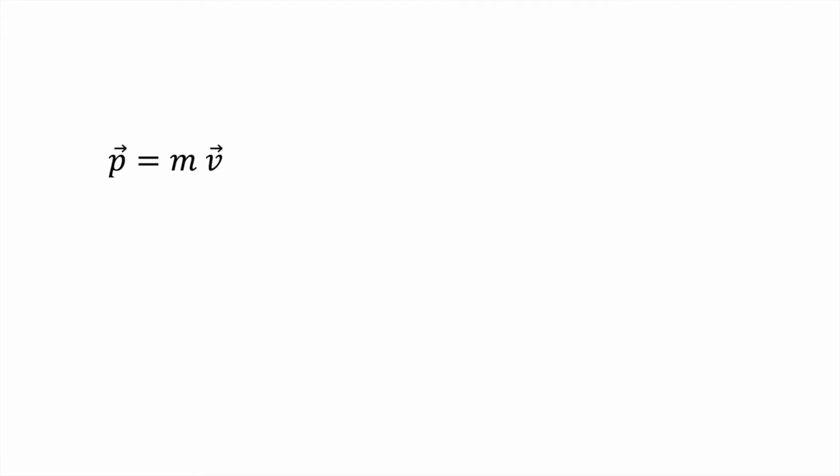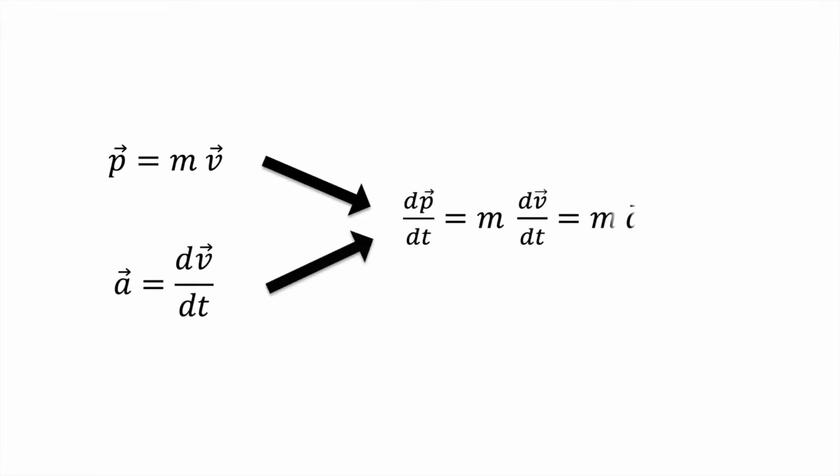As we know, a change in an object's state of motion implies there is acceleration. And acceleration is the change of velocity over time. Therefore, we can express the change of linear momentum over time in this way.